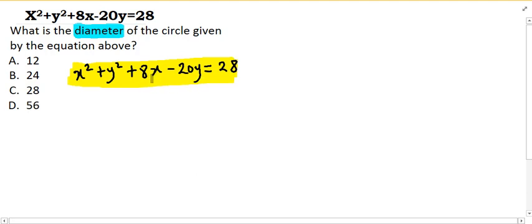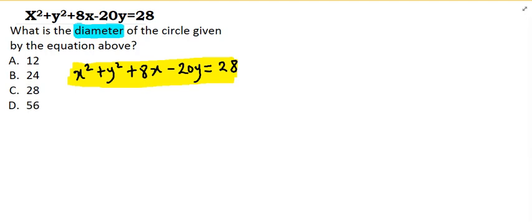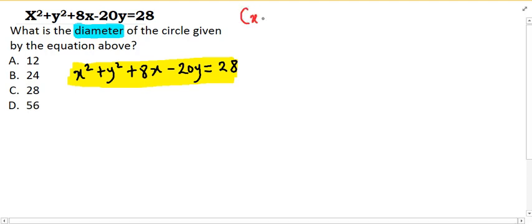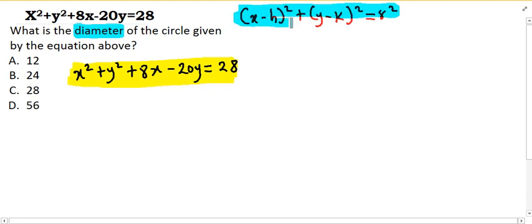But you know one thing about the equation of a circle? In the standard form, it gives us something of this nature: (x minus h) all squared plus (y minus k) all squared equal to r squared. So this formula right here cannot actually give us the diameter of a circle. So what can this formula actually give us? It can only give us the radius of a circle.